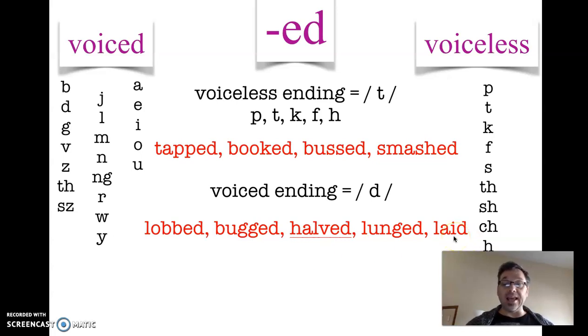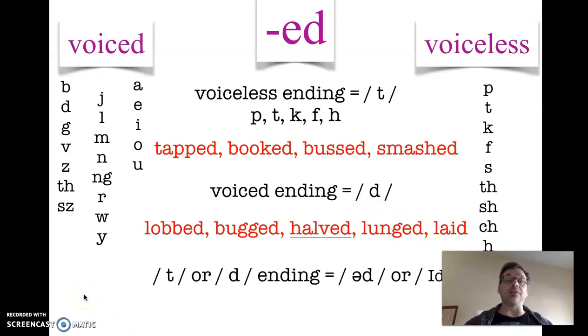The word is lay, L-A-Y, but we're doing the past tense, so we're changing it to A-I-D. But the ending sound is A, which is a vowel. All vowels are voiced, so a voiced ending, such as A, is pronounced D. So laid. Okay. And the last one is particular for only T and D endings.